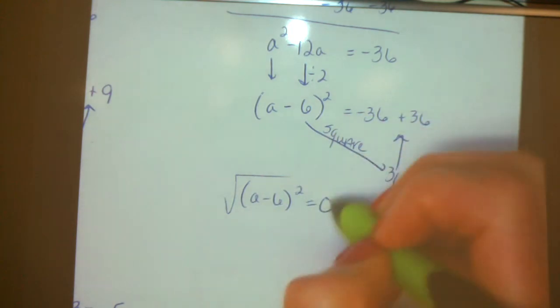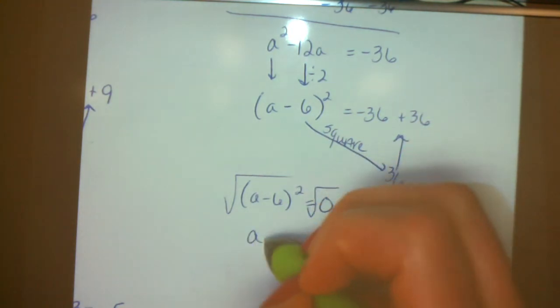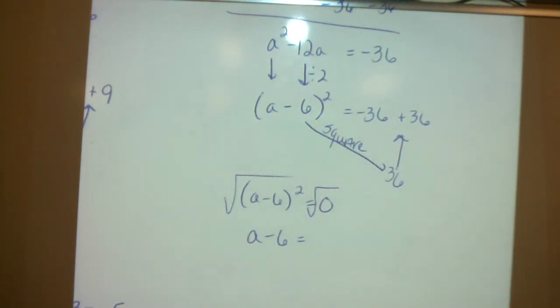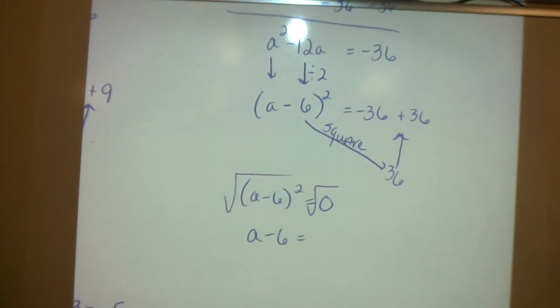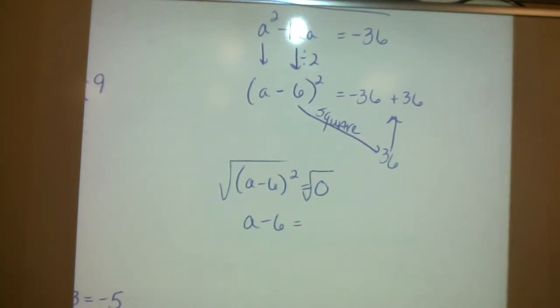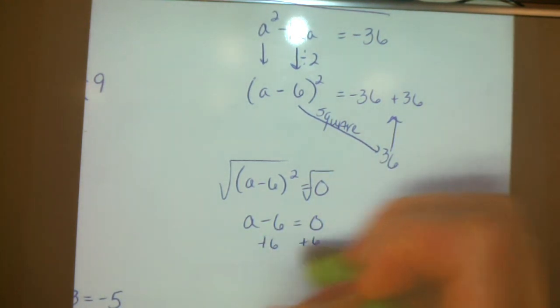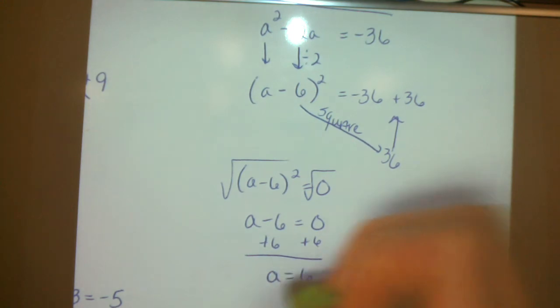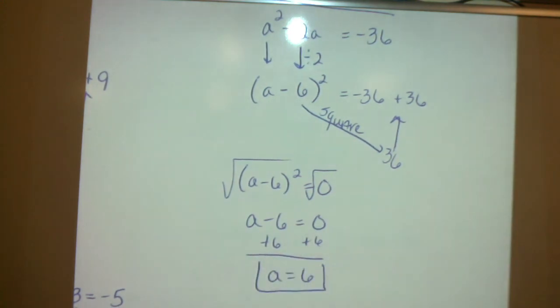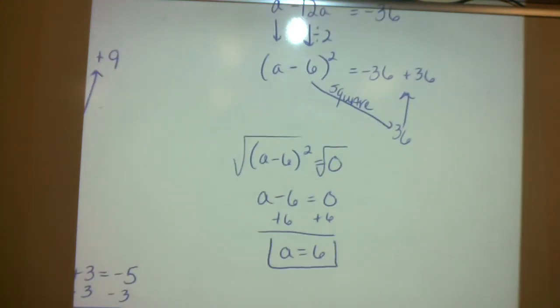Let's take the square root of both sides. Now here's the thing. You're not going to write plus or minus 0. There's no such thing. 0 is neither negative nor positive. It's just 0. So this is the one time where you're going to have one equation when it's a 0. So that means I'm solving it. I've got one answer of 6.